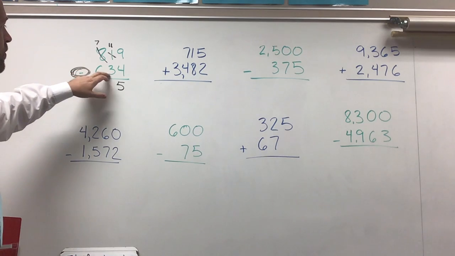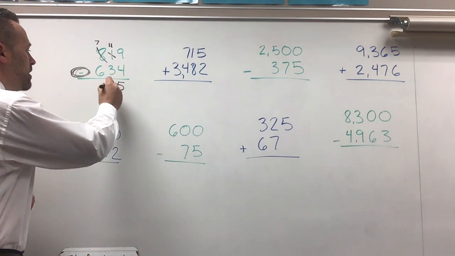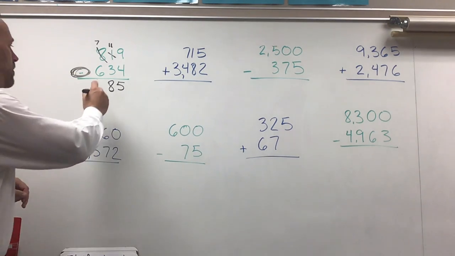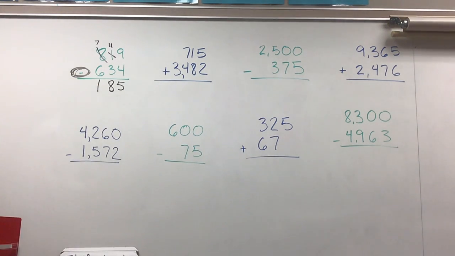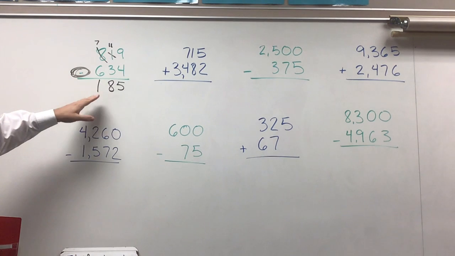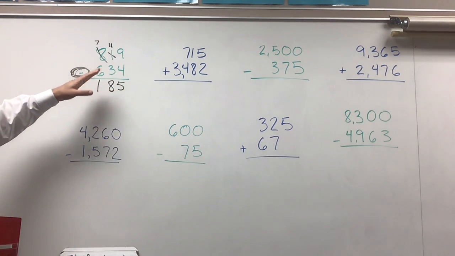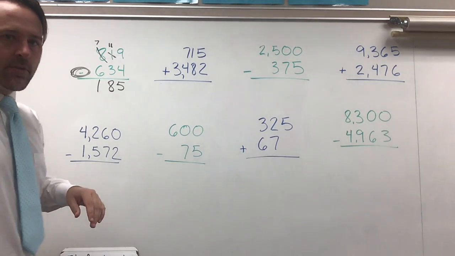11 minus 3 is 8. And 7 minus 6 is 1. Got it? Everything's still lined up. Ones, tens, hundreds. Ones, tens, hundreds. Okay? All right, I'm going to go on.